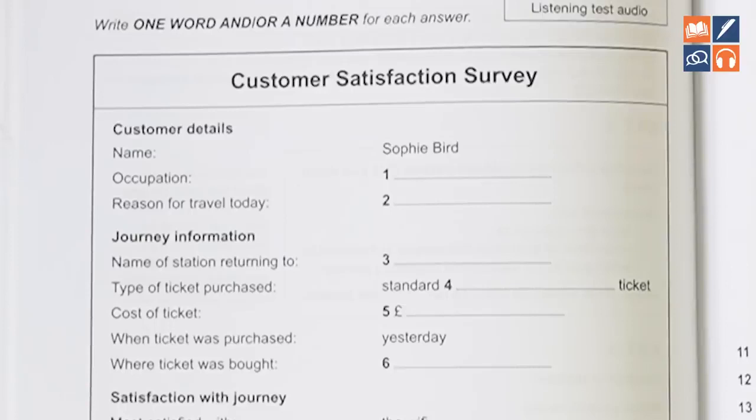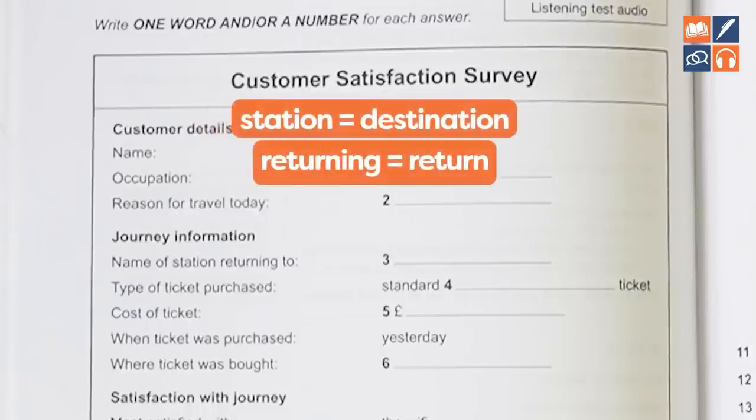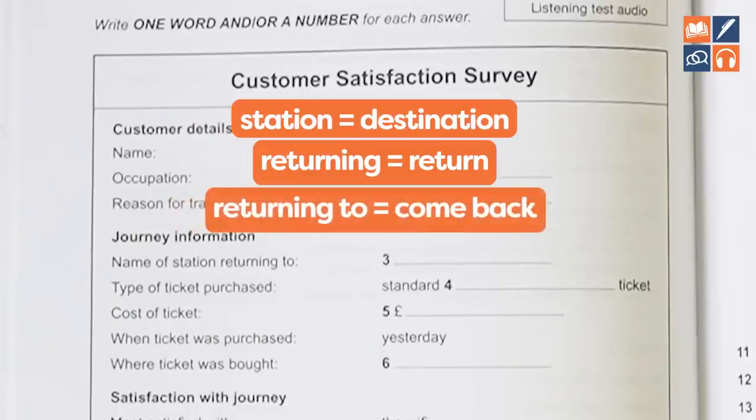So let's look at this example again. Name of station returning to. Instead of station, they might use destination, or instead of returning, they could say return. Instead of returning to, they might use the phrase come back. When will you come back? If you're just listening out for station returning to, and they say something like coming back to your final destination, you're going to get completely lost.